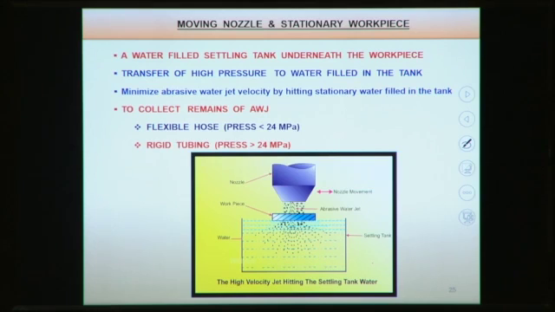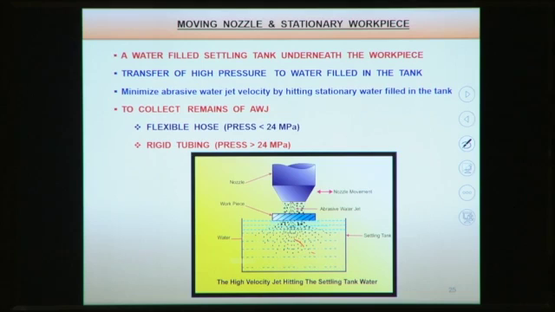So high pressure water jet. After machining, it will fall into the water tank and its velocity will automatically be reduced. So the abrasive water jet velocity is minimized by hitting the stationary wall filled in the tank, which also collects the remains of this abrasive water jet.